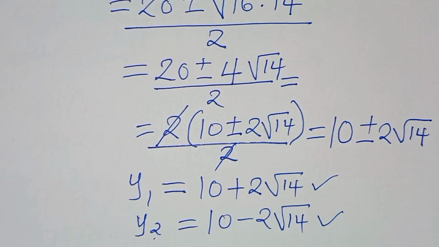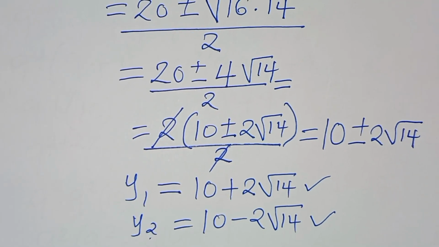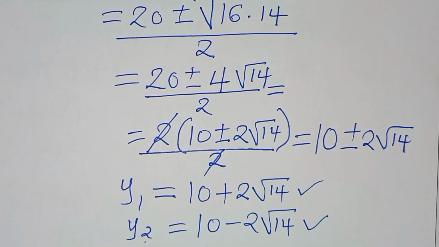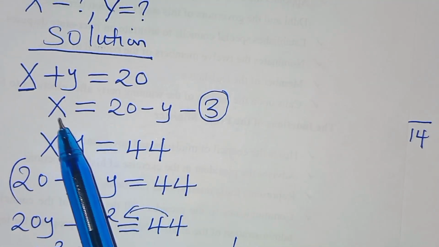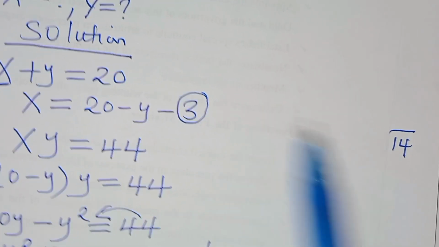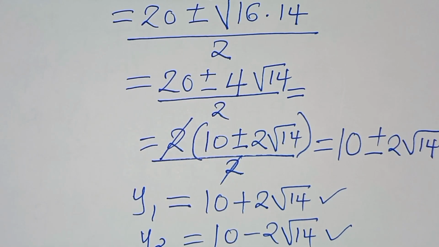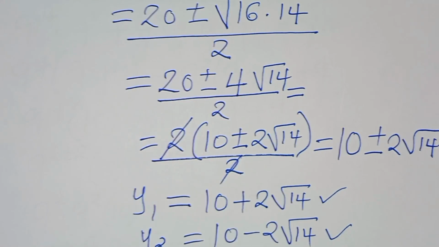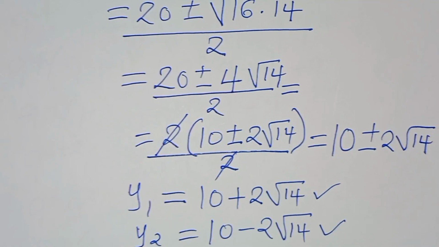Now from equation 3, which is x is equal to 20 minus y, which is x is equal to 20, subtract y.